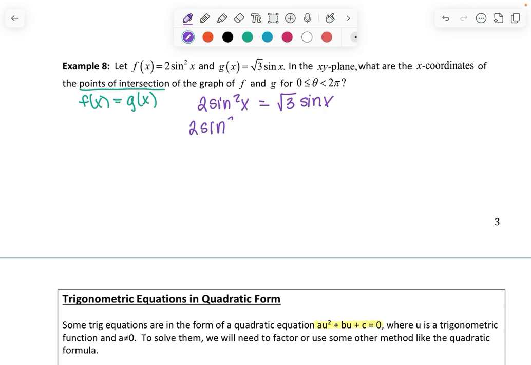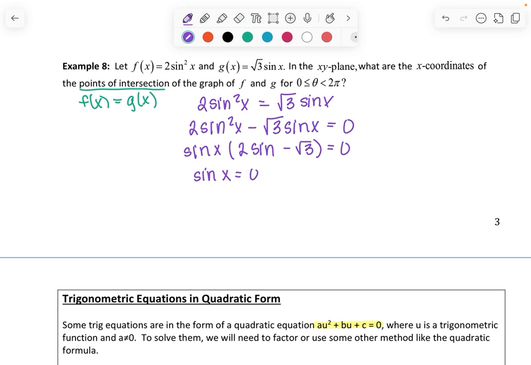So our next step here would be to subtract the square root of 3 sine x from both sides. And then I can factor out a sine of x, giving me sine of x times 2 sine of x minus square root of 3 equals 0. So that gives me 2 possibilities. Either sine of x equals 0 from the first factor, or I'm going to add the square root of 3 and divide by 2 here, so sine of x is equal to square root 3 over 2.